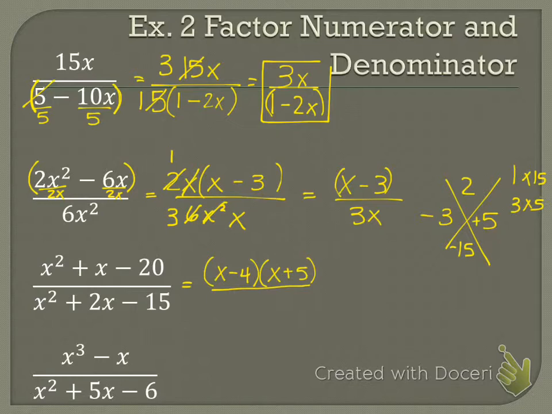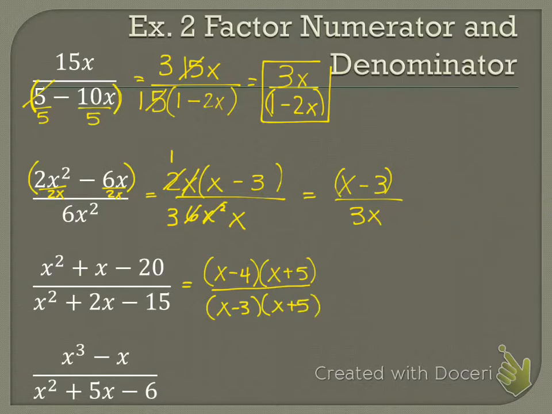Negative 3, positive 5. So I write x minus 3, x plus 5. Now you say, hold on a second. We only have families. I thought I'm not allowed to touch a family. And you're right. You're not allowed to pull families apart. But do you see any identical families? Yes. We can cancel out a family as a whole because they go away together. Okay? So, x plus 5 can cancel out with x plus 5. And I'm left with x minus 4 over x minus 3 as my final answer.